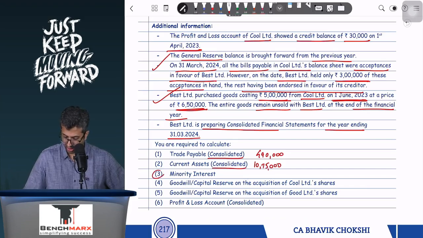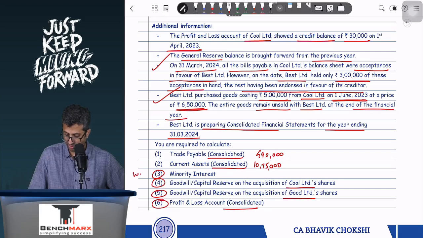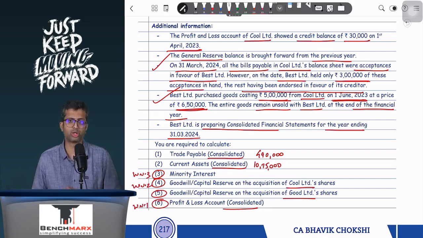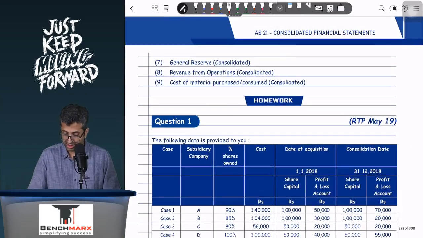Then you have minority interest, goodwill or capital reserve on acquisition of Cool, goodwill or capital reserve on acquisition of Good, and profit and loss consolidated. This is like working note number 3, working note number 2, and working note number 1. And then a similar working is also required to be done for associates, so we'll do that separately. Next, general reserve consolidated. Again, along with working note 1, you'll have consolidated reserves.